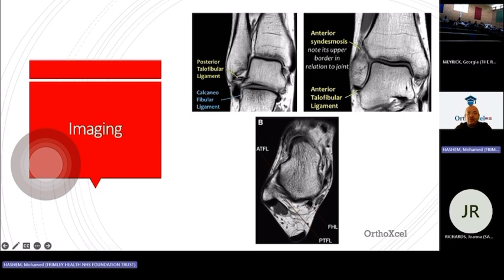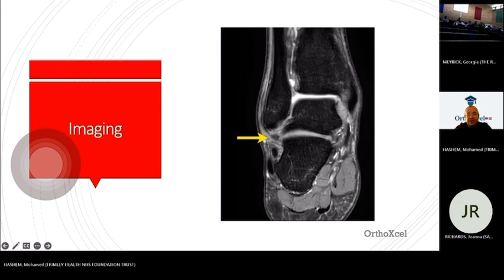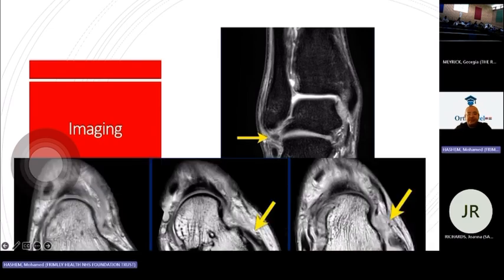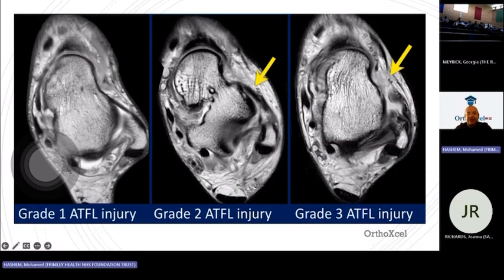And definitely, if you go to axial cuts, you can easily spot the ATFL between the tip of the distal lateral malleolus and the neck of the talus. You can see the injury, and you can easily spot the fluid signal here, and there is a lot of grading. But to be honest, it is not clinically or practically applied. We easily spot it as minimal instability, significant instability, or gross instability.